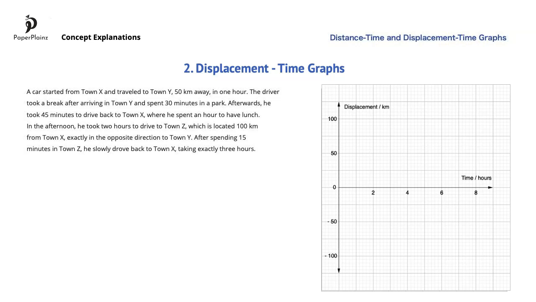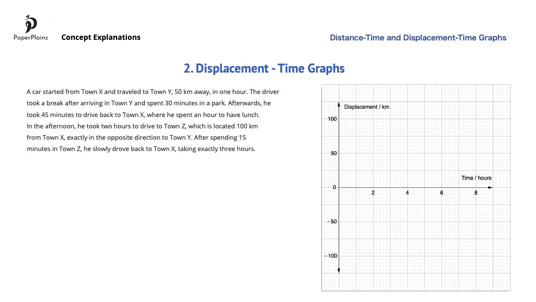Here, since town X is our starting point, we will take its displacement to be 0, and we will assume that town Y is in the positive and town Z is in the negative direction. Note that the assumption on a displacement time graph is that the object is moving in a straight line, so it either moves in the positive or the negative direction. Let's start drawing our graph.